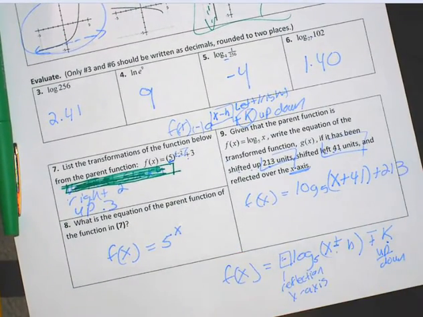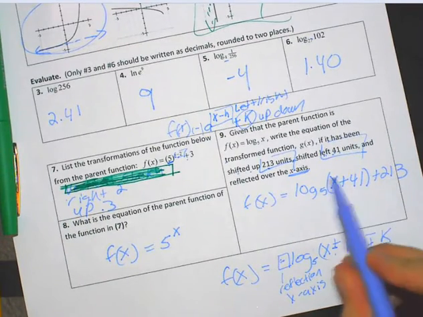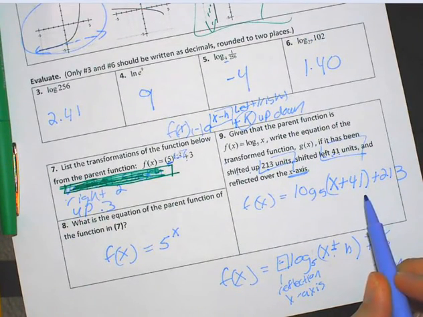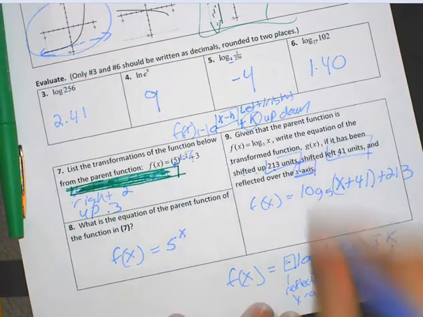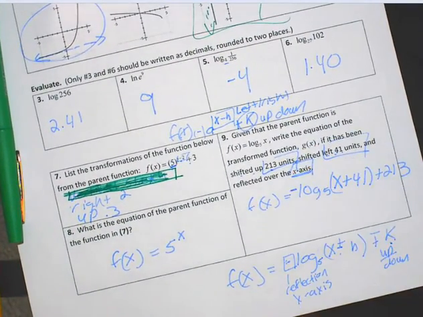So the difference between the h and the k is that the h needs to be in the parentheses, okay, because insiders lie. But then we also have this reflection over the x-axis, and we know if we stick a negative in front, that's going to give me my reflection over the x-axis.